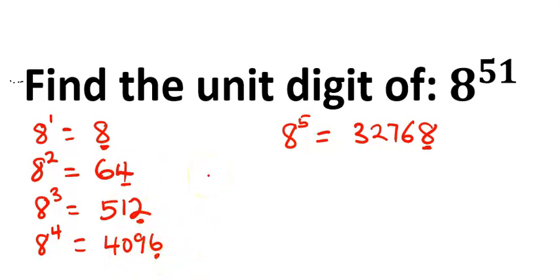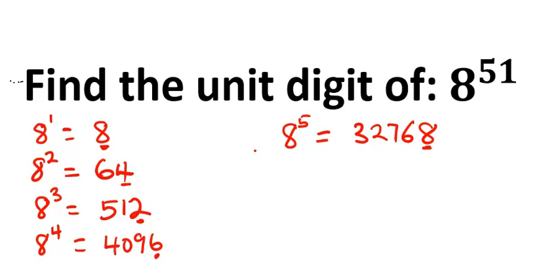So when you look at the pattern, after every 4 powers of 8, the cycle repeats itself. So when 8 raised to the power 4 is 4096, the unit digit is 6. When we go for 8 raised to the power 5, the unit digit is 8. So you can guess that 8 raised to the power 6 is going to have a unit digit of 4. You can try it.